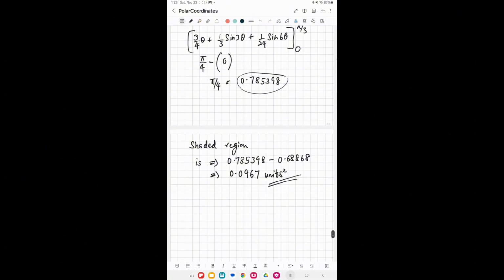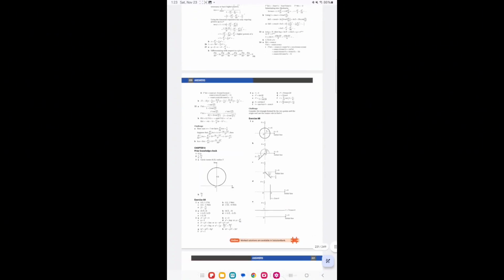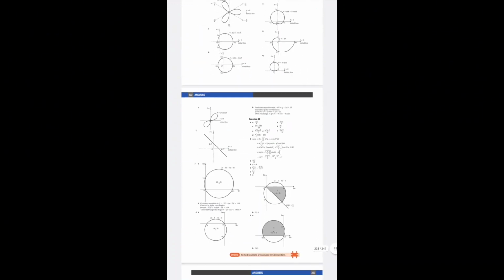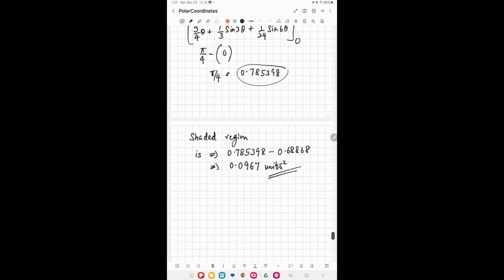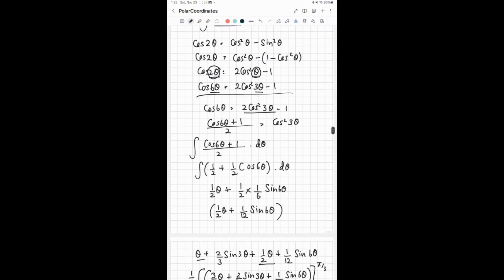So let me just go to the answers. Exercise 8C. Yep. You can see it's 0.0966. Yep, it's just a small difference in the decimal places, just this number that's different. But that doesn't matter, because you got the answer. So that's everything under this question.